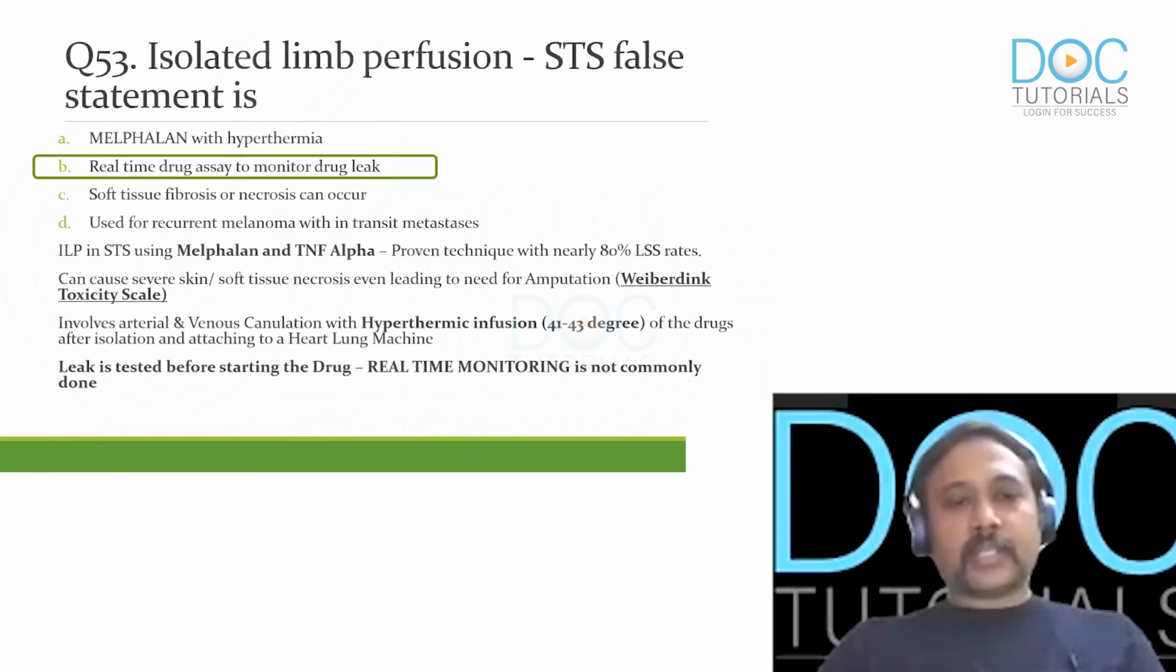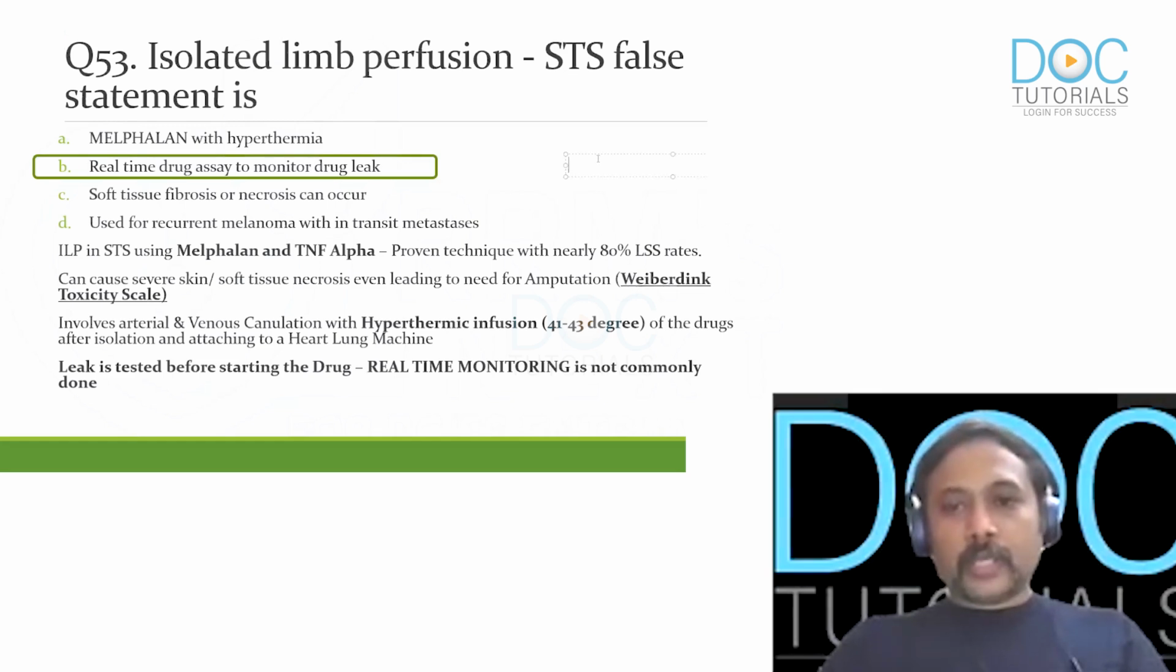This is the characteristically used scenario. In soft tissue sarcomas which are considered to be unresectable or borderline resectable, here you will use your isolated limb perfusion. There are some things that are associated with it. One is that it is a surgical procedure where the vessels are exposed by directly dissecting in that particular area. You have to know some of the differences between isolated limb perfusion and isolated limb infusion.